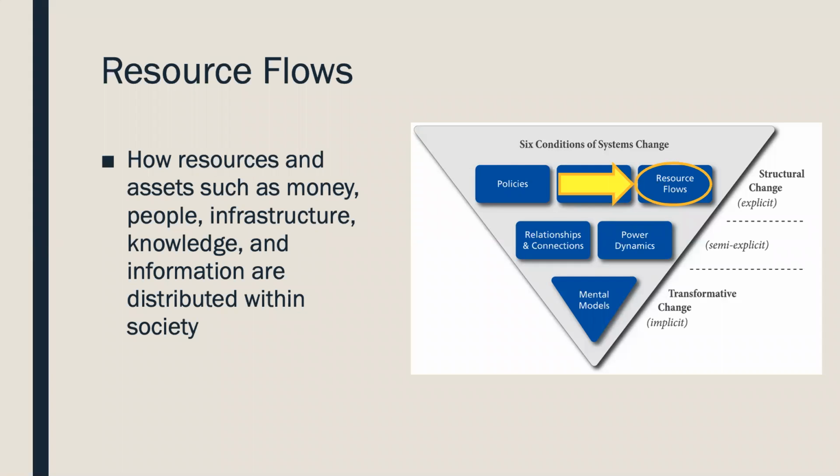The next condition is resource flow. This is how resources and assets such as money, people, infrastructure, knowledge, and information are distributed within society. Some questions we can ask are, who gets what resources and why? Are they equally or unequally distributed? Can we change the flow of resources, and will this help improve the way our society functions and impact public and population health?